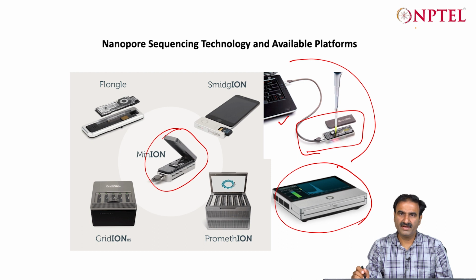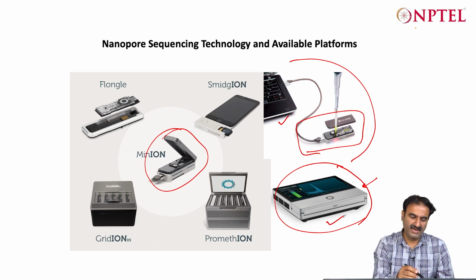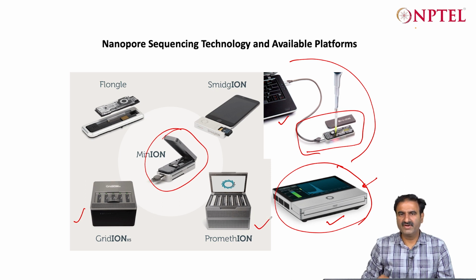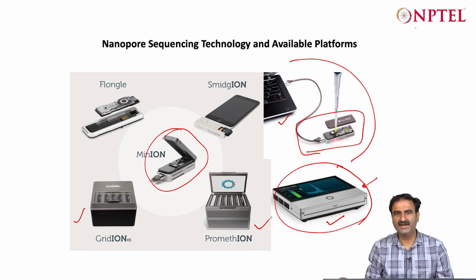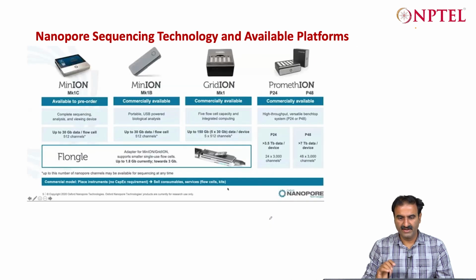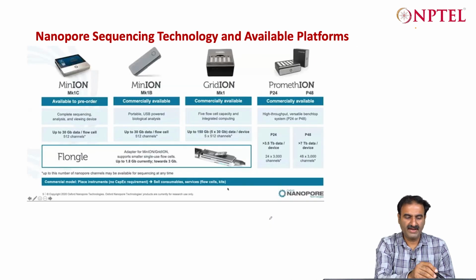about 1 TB SSD and 8 GB RAM, and it can do the sequencing at runtime and also the base calling. So no laptop is required for this kind of device. There are also bigger versions like GridION and PromethION, which are for the bigger labs, and we will see in the next slide how they are different. MinION can give up to 30 GB of data.